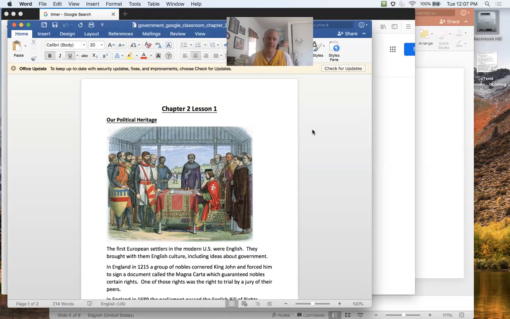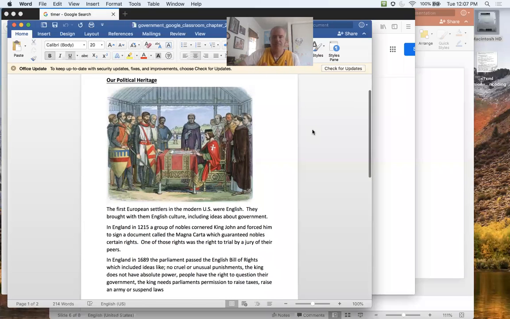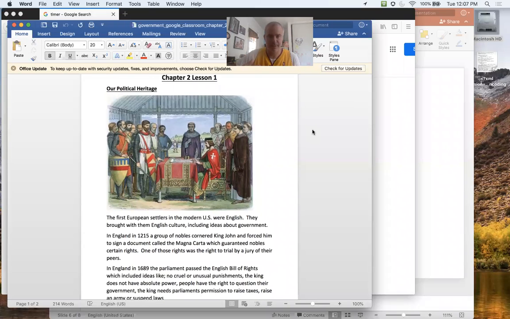So what we're going to find out here in this first chapter, and what we're going to do in all of chapter 2, is kind of look at our country now and our government and try and understand why it is the way it is before we get into breaking down the smaller elements of it. The first thing we have to understand is that a lot of our government ideas came from England. So how did England get its ideas, right?